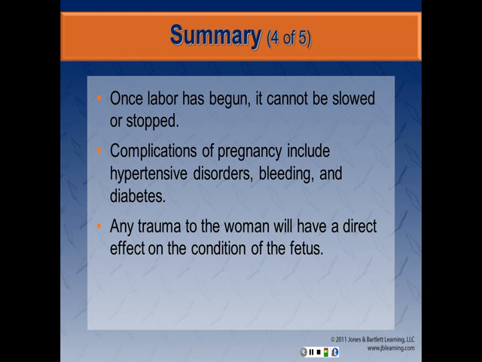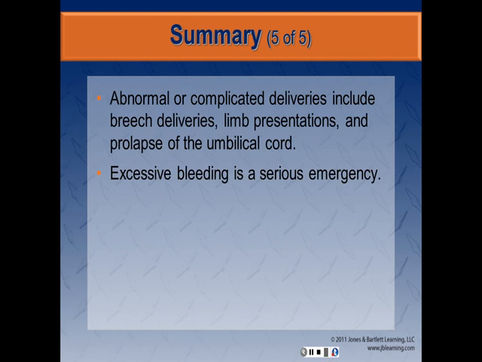During a trauma call that involves a pregnant woman, you have two patients to consider, the woman and her unborn fetus. Any trauma to the woman will have a direct effect on the fetus's condition. Abnormal or complicated deliveries include breech deliveries, limb presentations, and prolapse of the umbilical cord. Quickly transport the patient with a limb presentation or prolapsed cord to the hospital. Only place a finger or hand into the vagina to keep the walls of the vagina from compressing the infant's airway during a breech presentation, or to push the infant's head away from the cord when the cord is prolapsed.